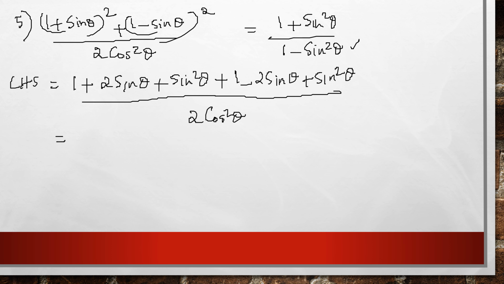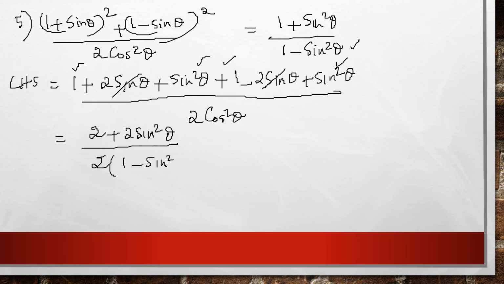So in the numerator, what will happen? 2 sine theta and minus 2 sine theta will get cancelled. 1 plus 1 will become 2. So I can write 2. Then sine square theta and sine square theta will become 2 sine square theta. So on the right hand side, we have 1 plus sine square theta. And denominator is 2 cos square theta, but we need 1 minus sine square theta, and using the identity we can change that. Cos square theta is 1 minus sine square theta.